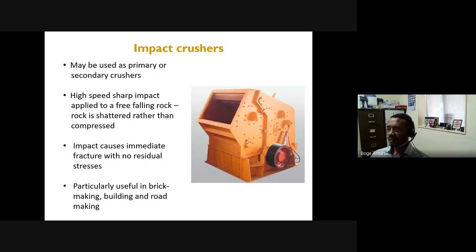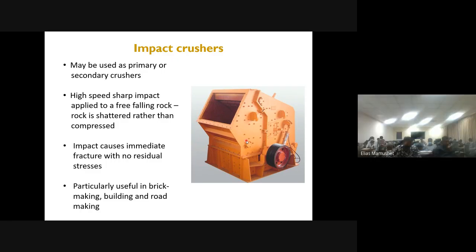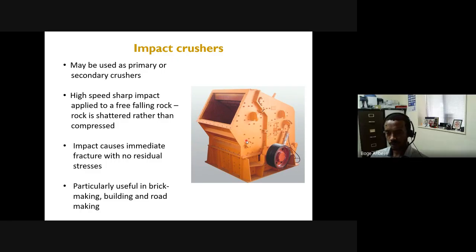Impact crushers typically can be used as a primary, but they can be used as secondary crushers as well. And obviously here, the force applied is not cleavage, it is impact, which means there's a very high force applied to the rock, and therefore the idea will be to smash the rock into lots of pieces, and therefore you tend to produce a very wide particle size range.